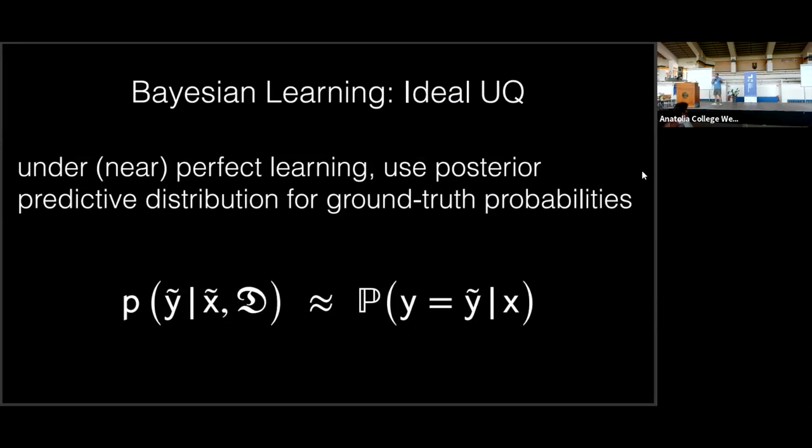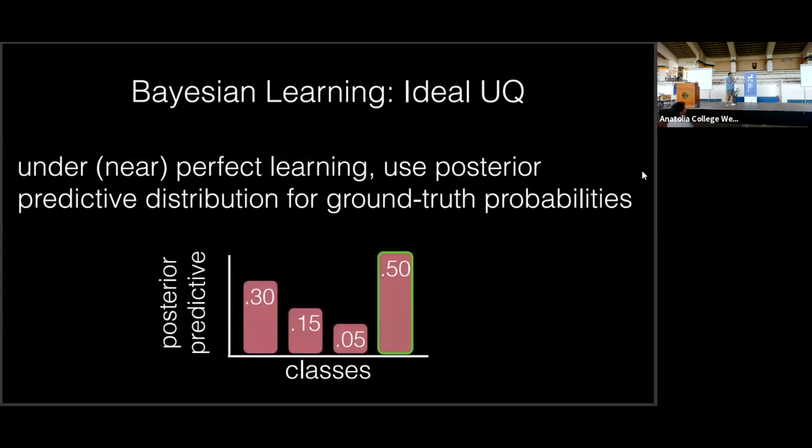And you can use this distribution, assuming learning goes well, just as we did before, as an estimate of the ground truth. So if you want to report confidence scores, you can just look at your posterior predictive distribution and report the top ranked class and say, I have 50% confidence that this is the true class.